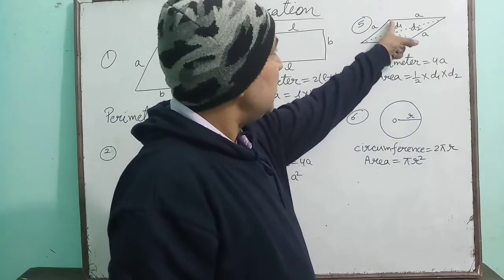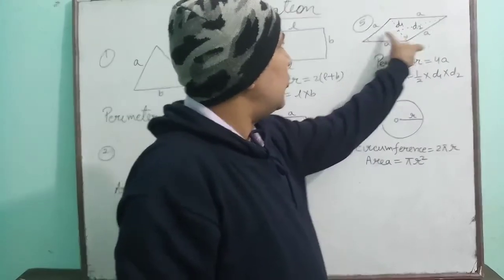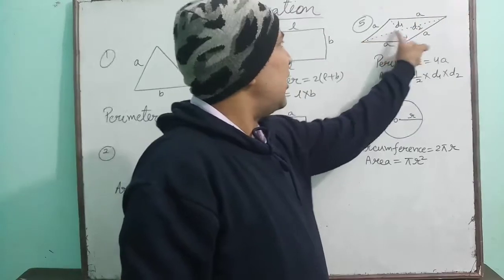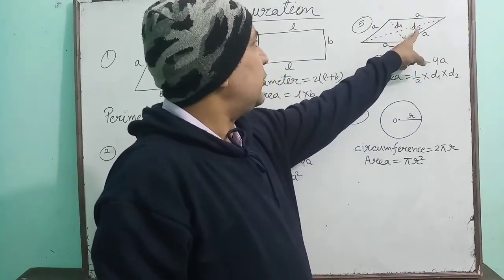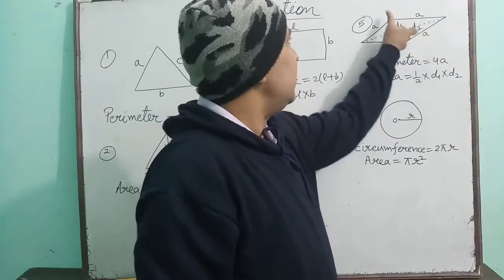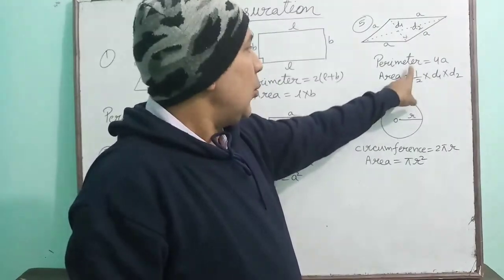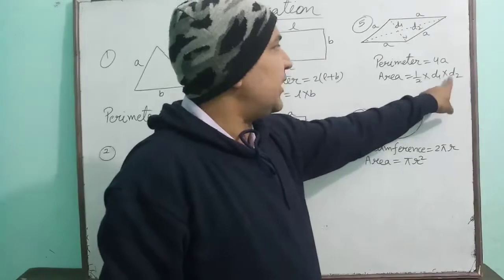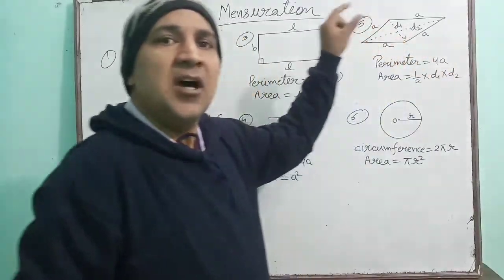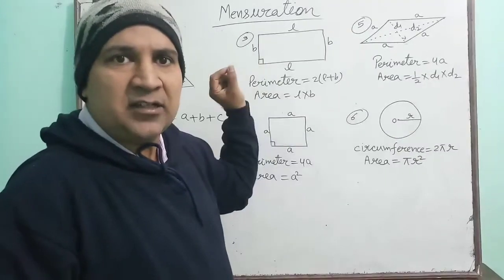Now suppose that the diagonals of the rhombus are D1 and D2. D2 is this diagonal, D1 is this diagonal, then area of the rhombus will be 1 by 2 into D1 into D2. That means half of product of the diagonals.